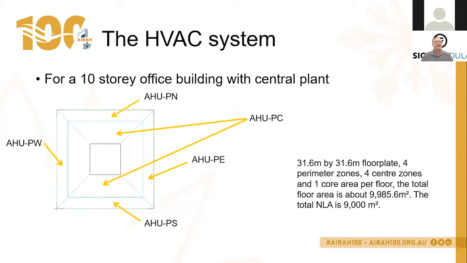So there's a basic layout of the floor plate. We have the perimeter zones, north, east, west and south, and the centre zone around the whole building. It's a 1,000 square metre floor plate with a central core, so it's split up. The NLA of the building is 9,000 square metres, and then we run that through Camel to determine what the supply air rates and the outside air rates are in accordance with 1668.